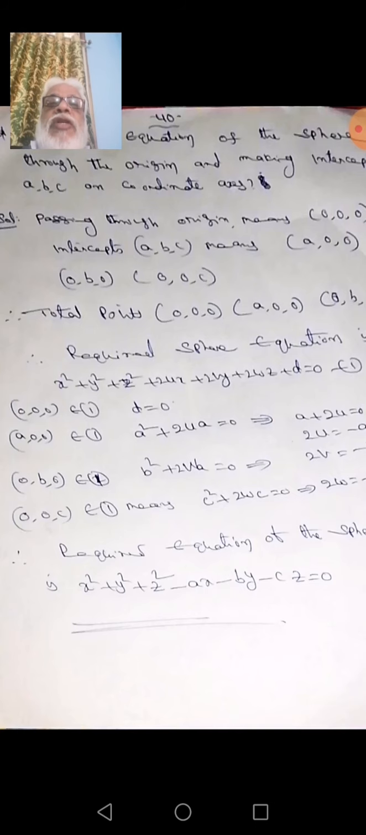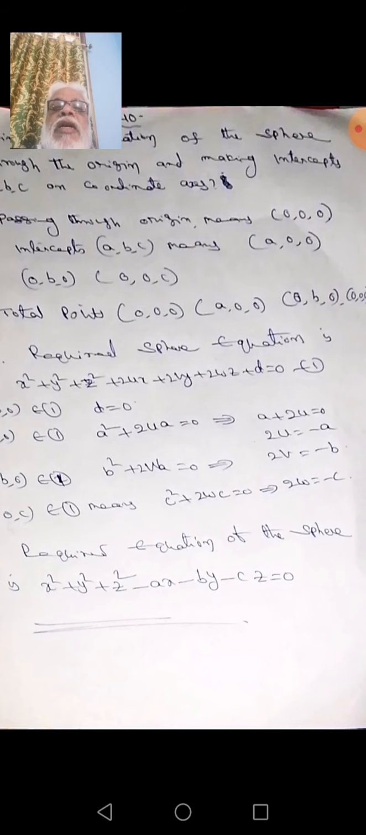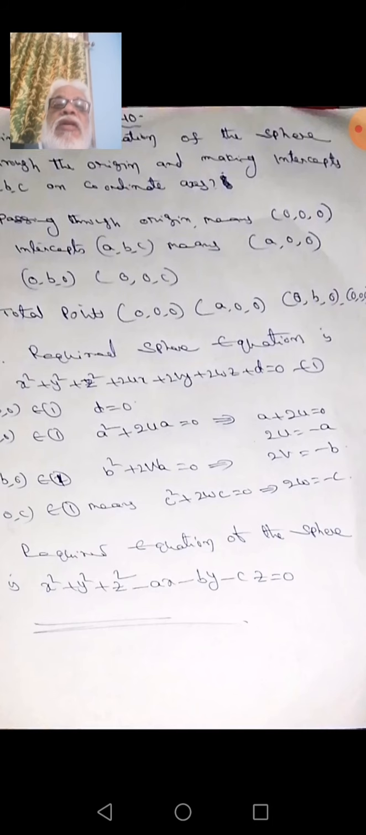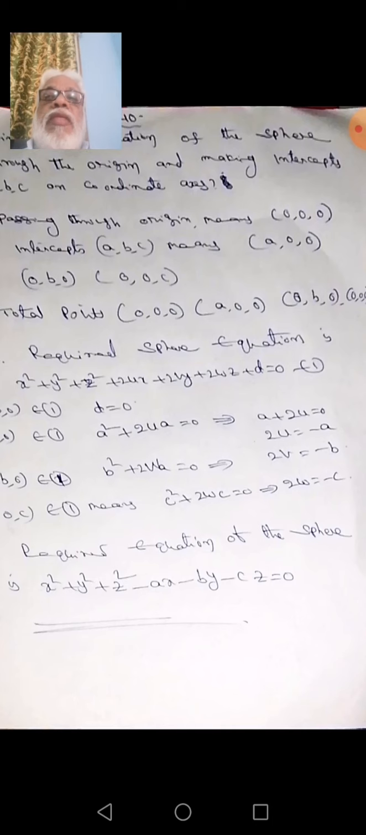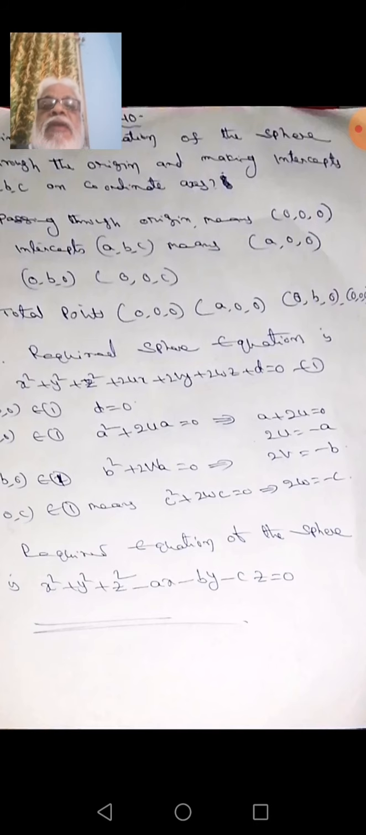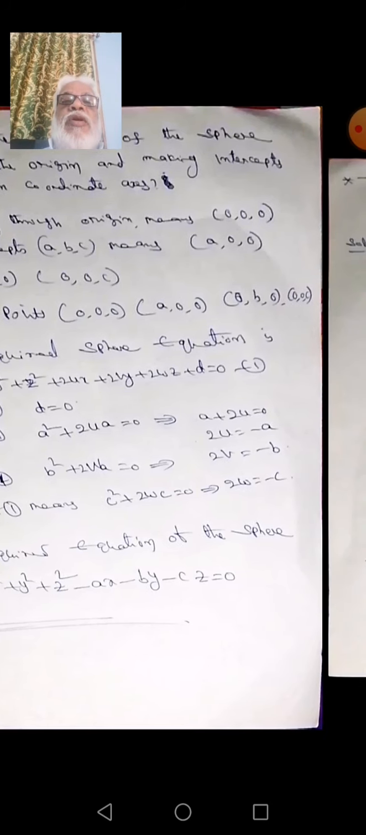Passing through the origin means that point is (0, 0, 0), one point, and intercepts A, B, C means the x intercept is A, the y intercept is B, and the z intercept is C. So these are (A, 0, 0), (0, B, 0), and (0, 0, C), the intercepts on x, y, and z. So the total points are (0, 0, 0), (A, 0, 0), (0, B, 0), and (0, 0, C).